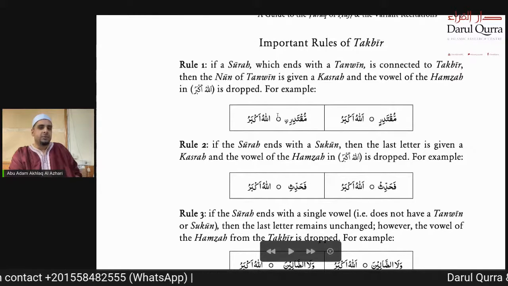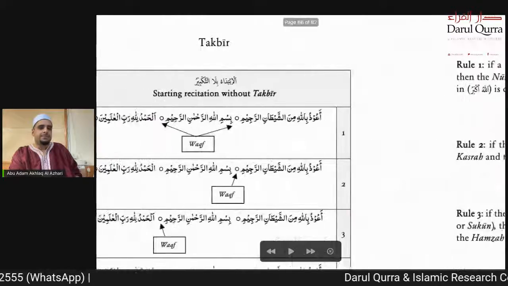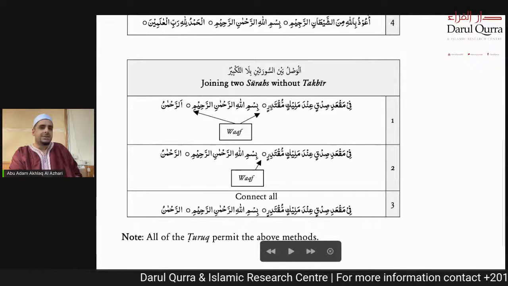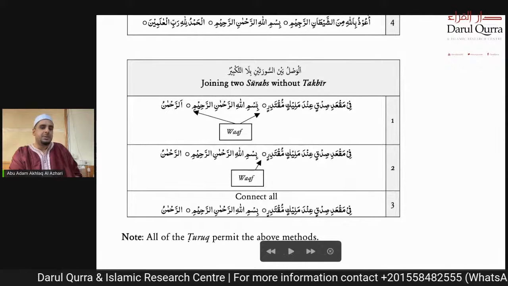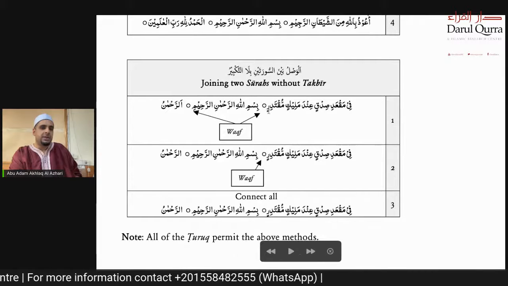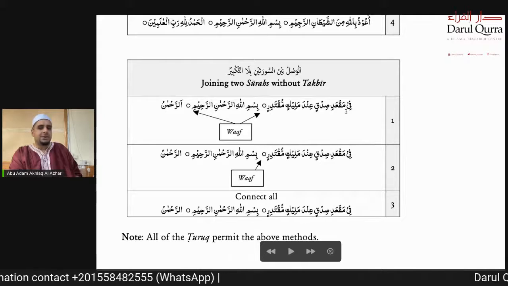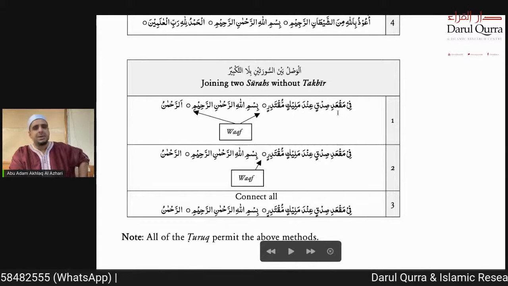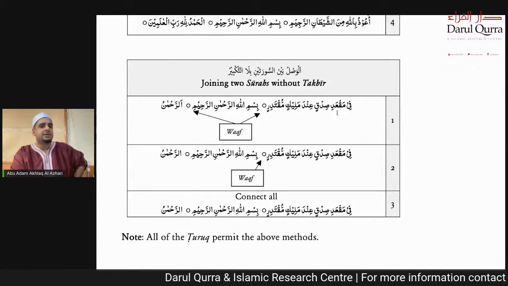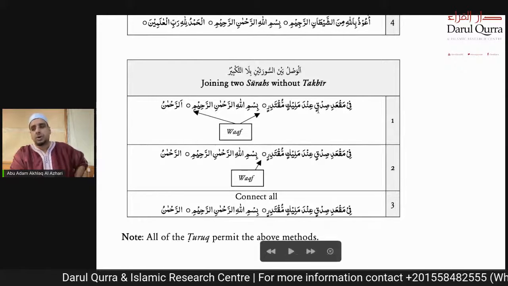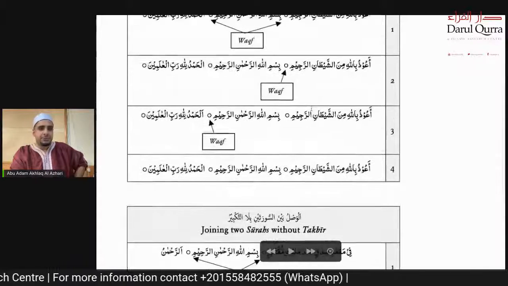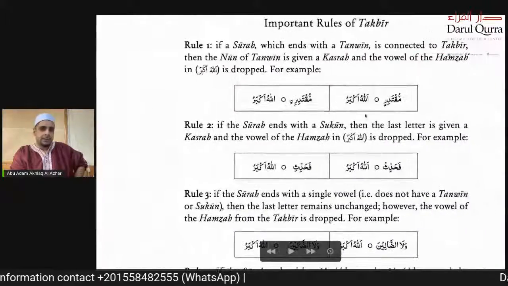So similarly, if you're going to recite here, muqtadirim, when you're joining here with the basmala, but if you're going to join it with ar-Rahman, you're going to bring the noon here again. So fi maq'adi sidqin 'inda malikin muqtadirin ar-Rahman. Tamam. So that's the first rule in regards to the tanween.